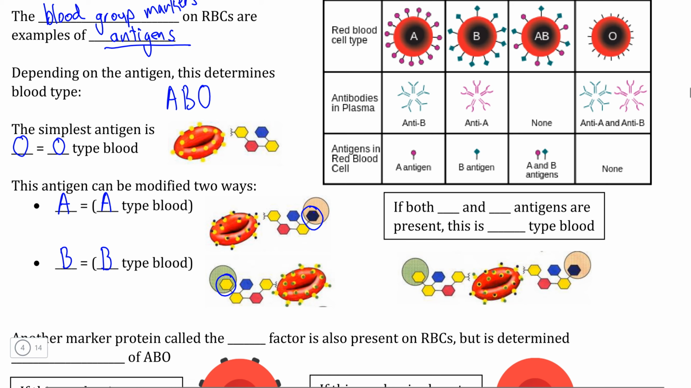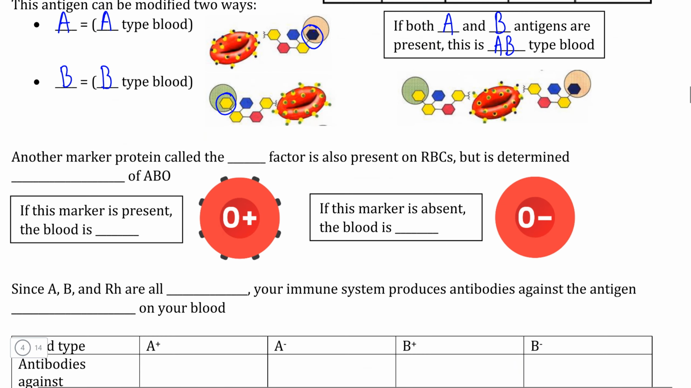Now, blood type is probably the best example of what we call multiple allele inheritance, as well as codominance, in that if a person inherits the A antigen from one parent and the B antigen from another parent, their red blood cells will actually contain both blood group markers and therefore end up with type AB blood rather than A or B on its own.